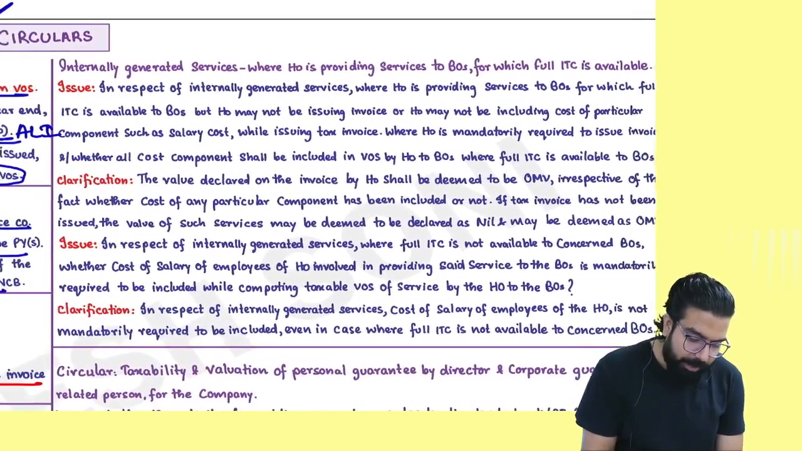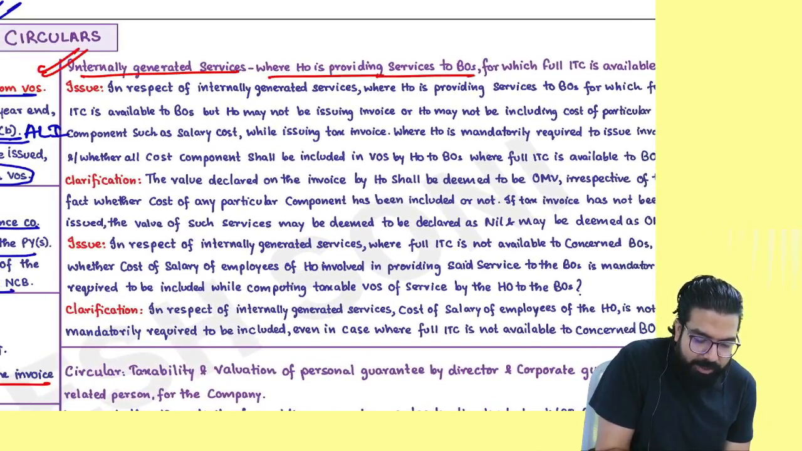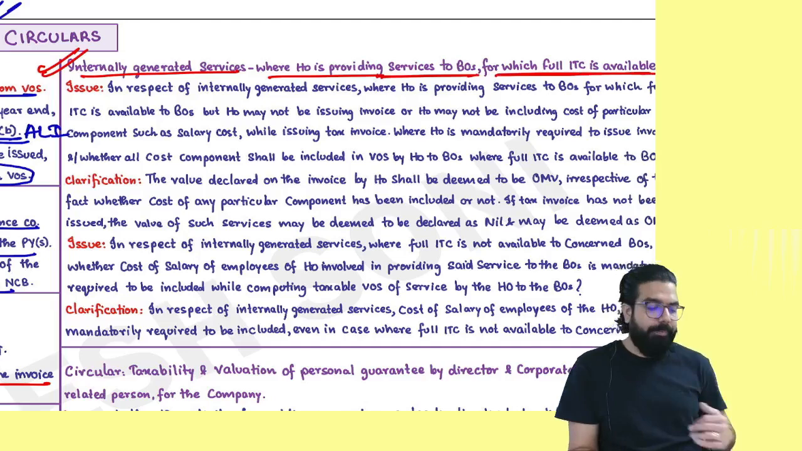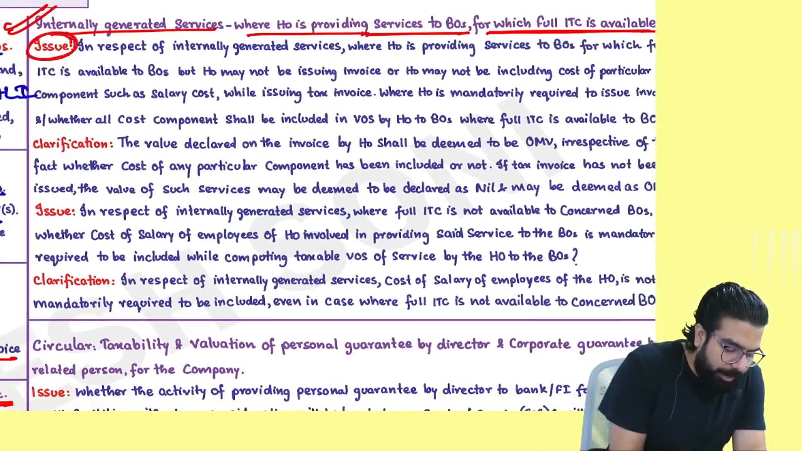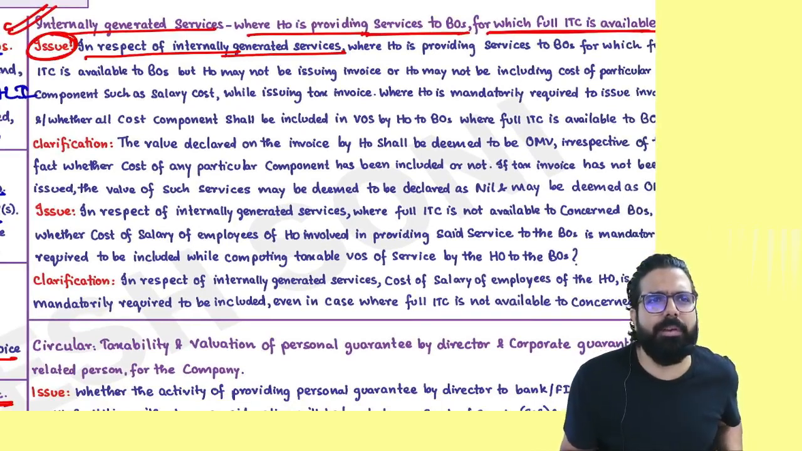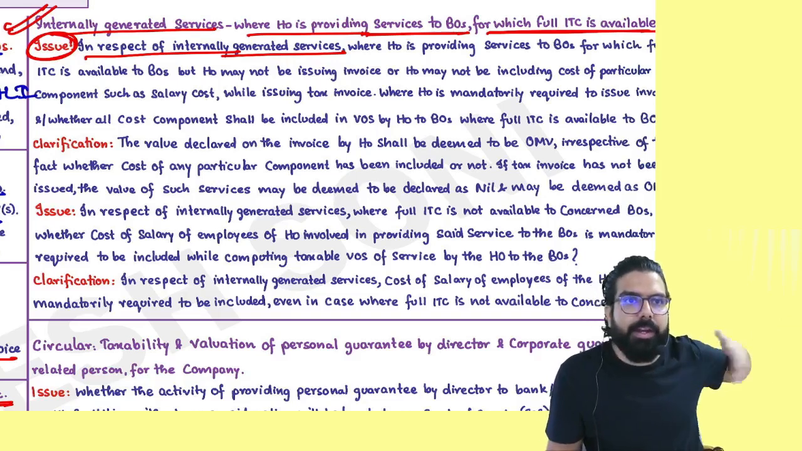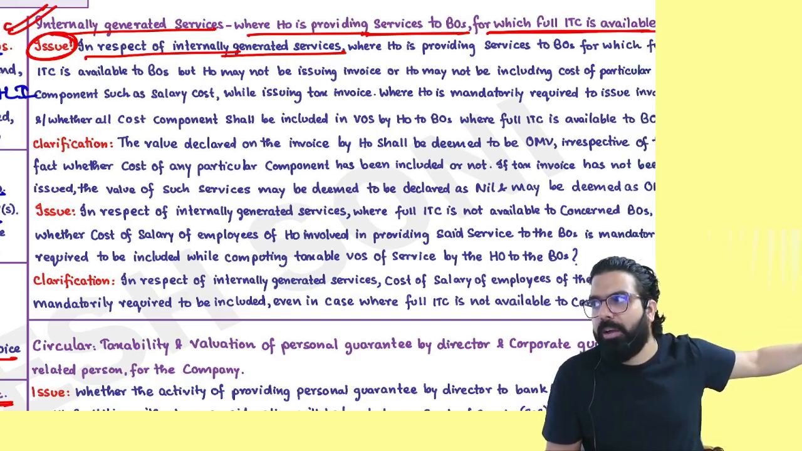Everyone over here. Internally generated services where head office is providing services to the branch office for which ITC is available. People, let's go ahead and understand the issue. In respect of internally generated service, people, what is internally generated service? Head office giving some services to the branch office. Internally, head office is giving some services to the branch office.